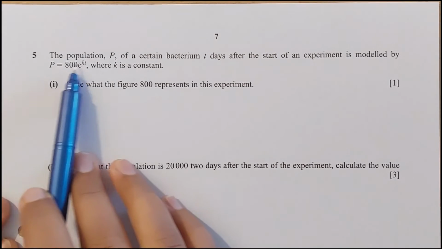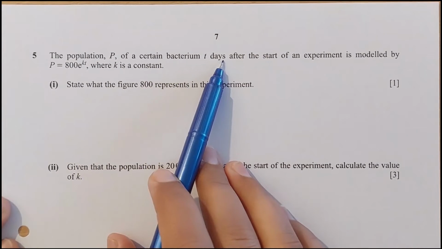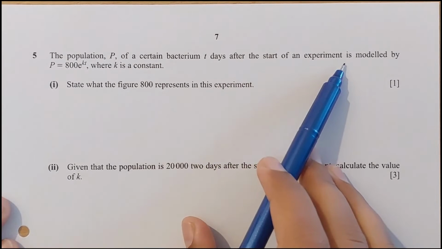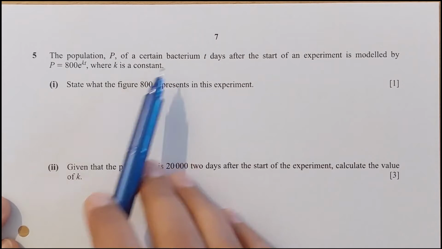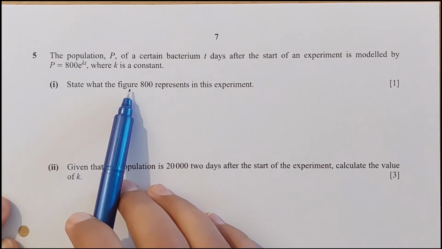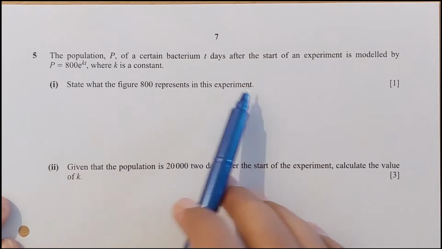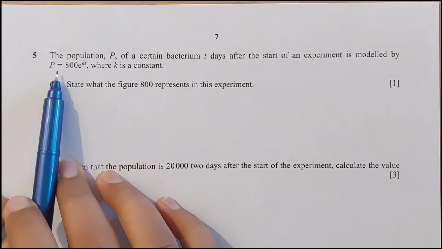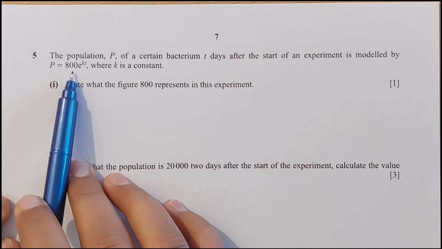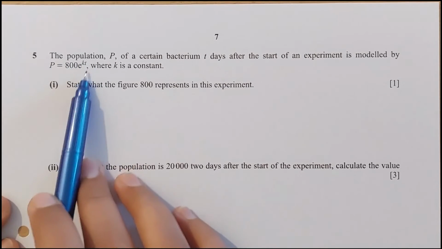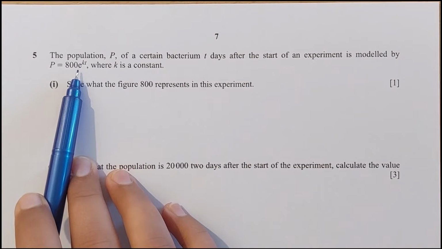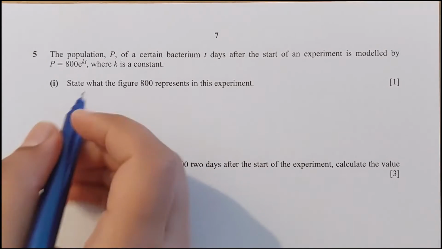Question number 5. The population P of a certain bacterium T days after the start of an experiment is modeled by P equals this, where K is a constant. Number 1, state what the figure 800 represents in this experiment. 800 represents the initial population, or we can say when time equals 0 is the population, or we can say the number of bacteria at the start of the experiment.